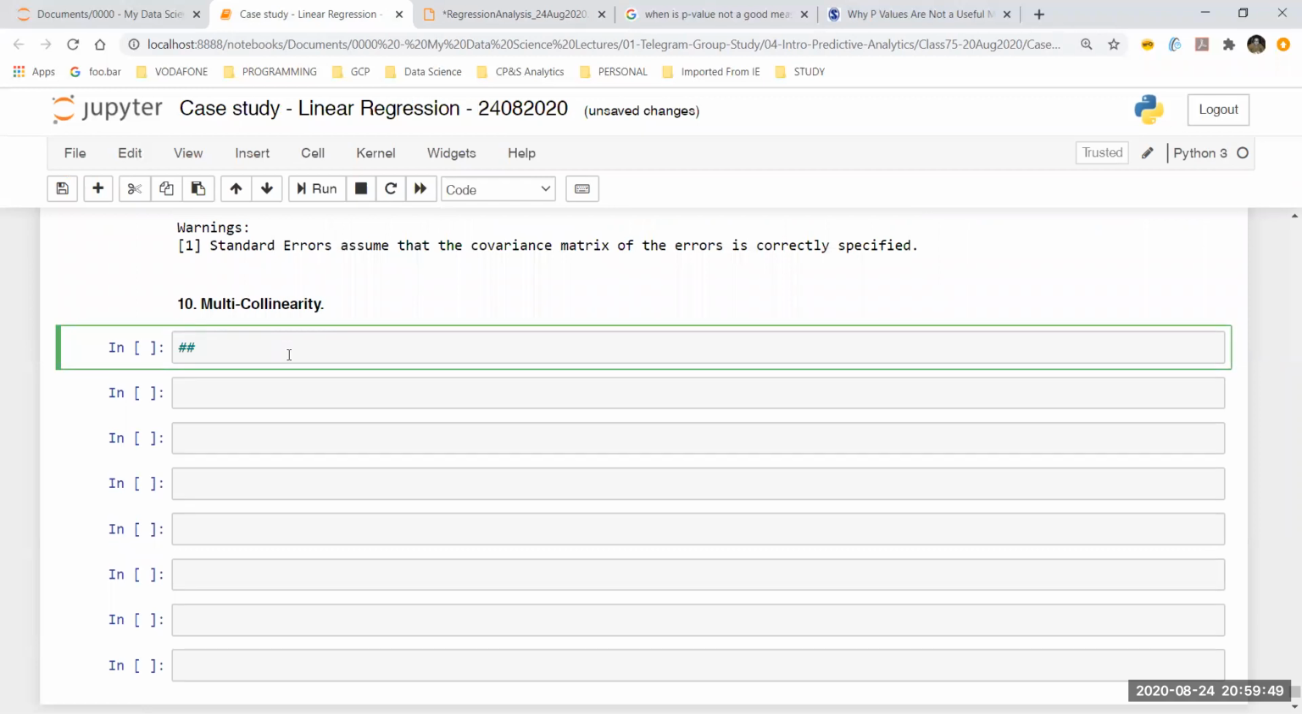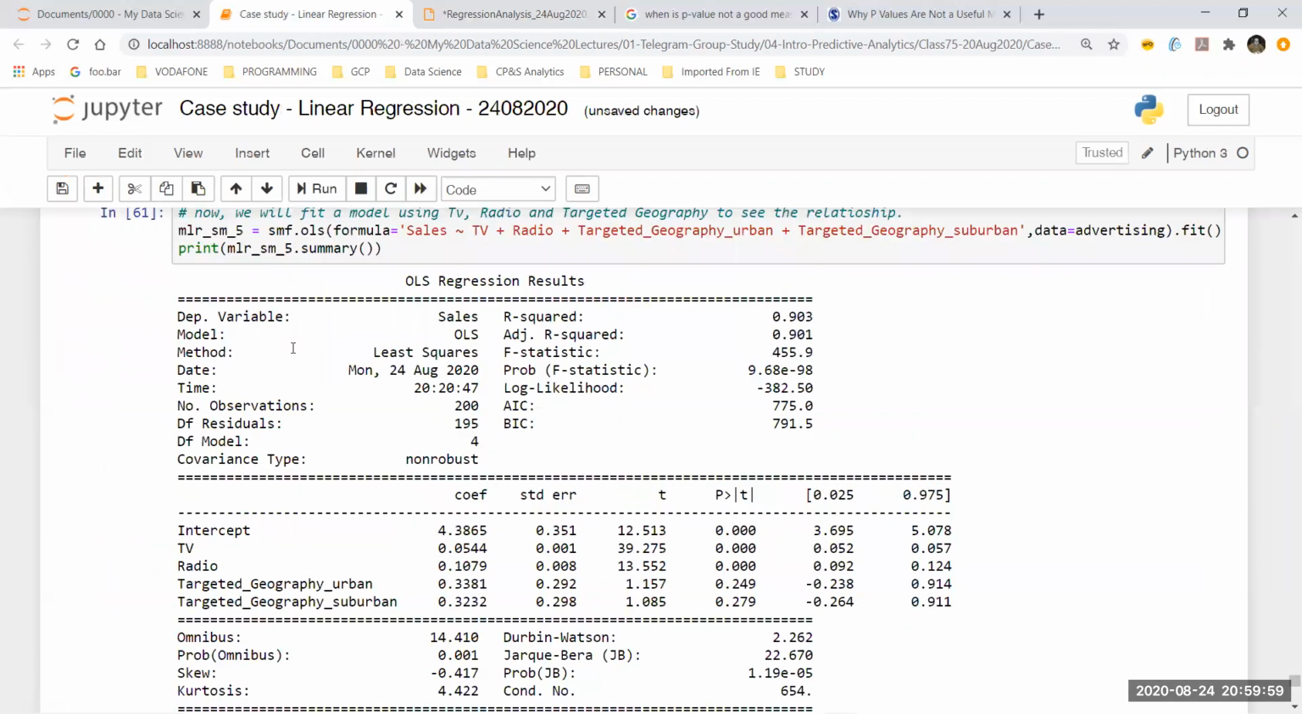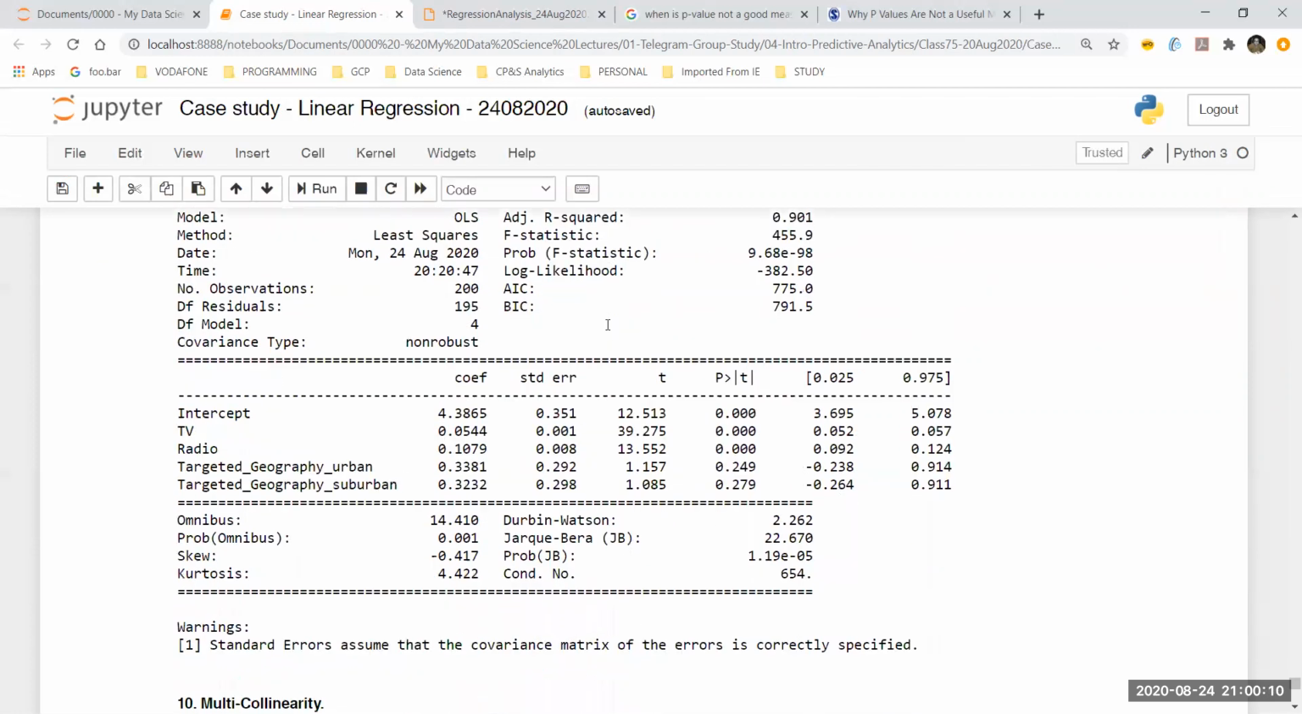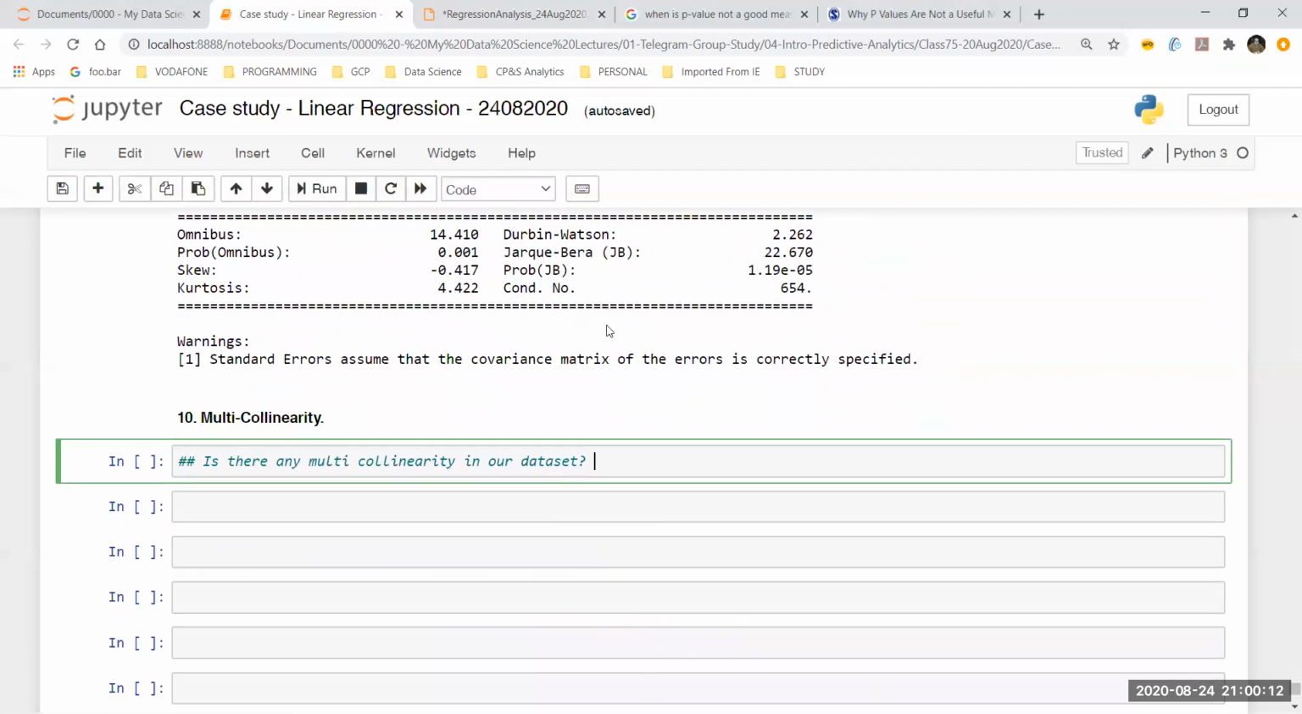So first of all, a quick code. Is there any multicollinearity in our data set, right? Because please remember, currently in the advertising data we have added a series of numerical as well as categorical variables, right? So I'm going to take the latest version of my advertising data and try to plot and see if there is any relationship between the variables within each other.